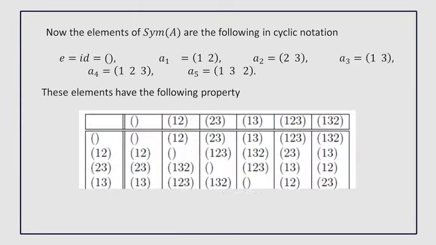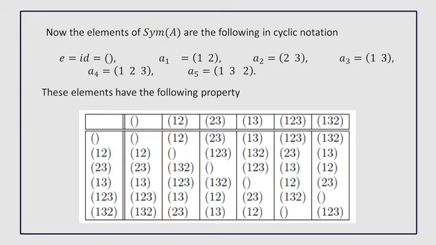Now the elements of the symmetry of A are the following in cyclic notation. Here E is equal to the identity. It is basically the identity element, which when it applies on the set A takes 1 to 1, 2 to 2 and 3 to 3. So that's why we have denoted it the identity element. Now A1 takes 1 to 2 and it takes 3 to 3, so that's why we omit 3. We simply denote A1 by (1, 2) in cyclic notation. A2 is denoted by (2, 3), A3 is denoted by (1, 3), A4 is denoted (1, 2, 3) and A5 is (1, 3, 2).